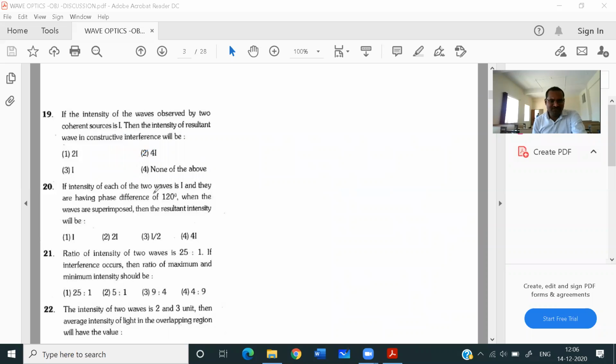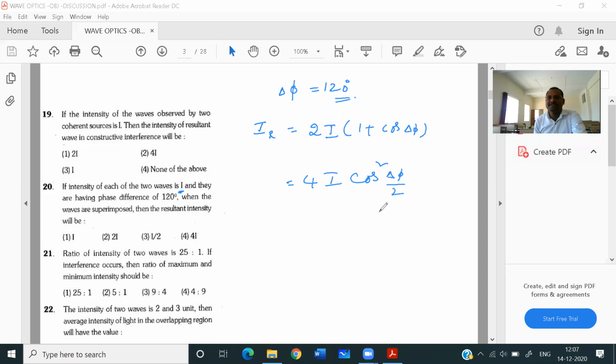If the intensity of each of the two waves is I and they have a phase difference of 120 degrees, delta phi is 120 degrees given. Then the waves are superimposed. What will the resultant intensity be? When the two intensities are equal, the resultant intensity formula I just gave is 2I into 1 plus cos delta phi, or else it can be written as 4I cos square delta phi by 2. Any formula you use, you will get the same answer.